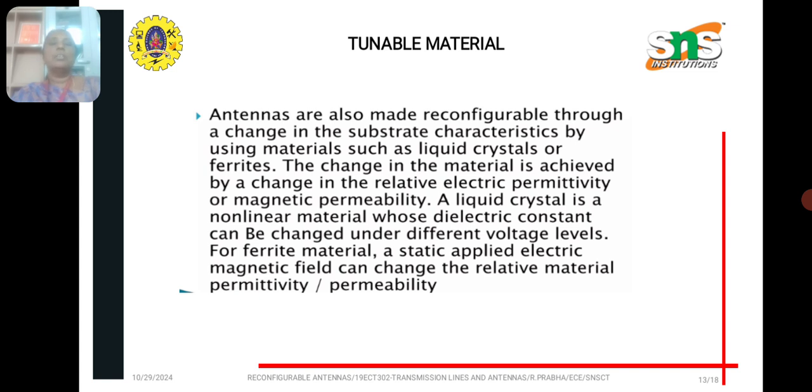Reconfigurable antennas also come with tunable material, with a change in the substrate characteristics by using materials such as liquid crystals or ferrites. The change in the material is achieved by a change in the relative electric permittivity or magnetic permeability. A liquid crystal is a nonlinear material whose dielectric constant may be changed under different voltage levels. For ferrite material, a statically applied magnetic field can change the relative material permittivity or permeability.